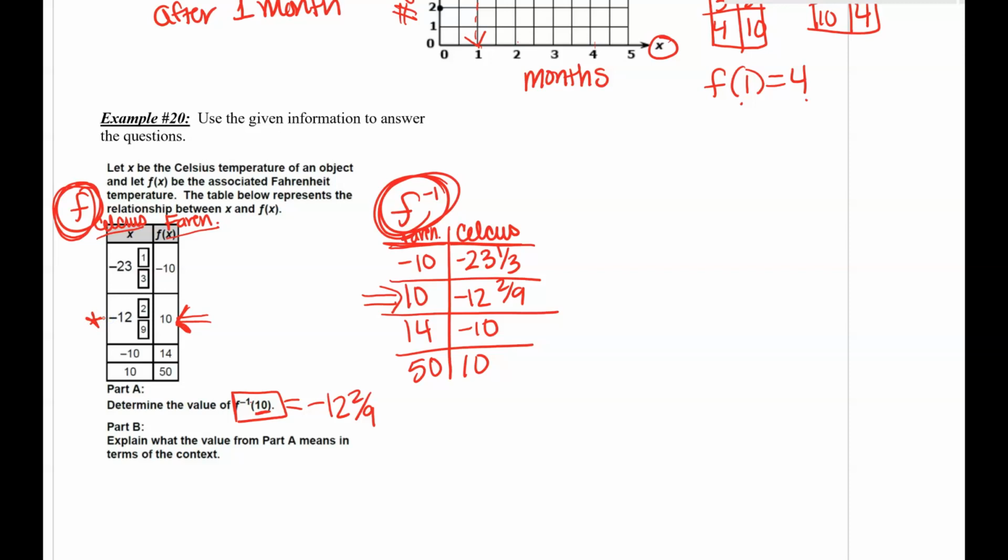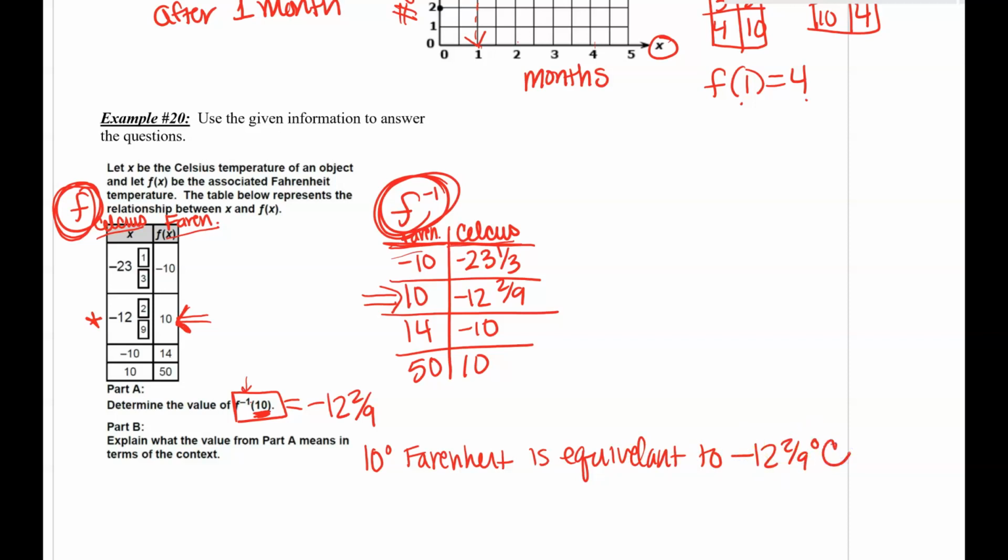Okay. And then explain what this value means. So f inverse takes Fahrenheit and turns it to Celsius. So we started with a Fahrenheit. So this means 10 degrees Fahrenheit is equivalent to negative 12 and 2/9 degrees Celsius.